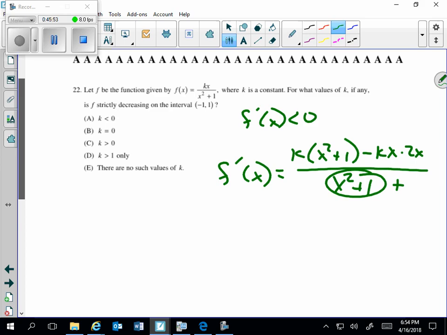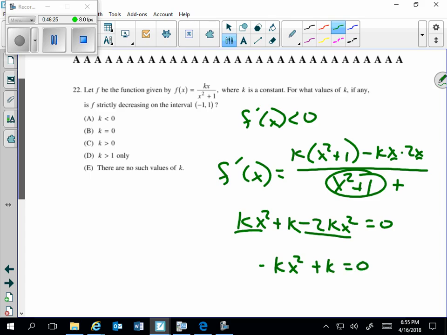So let's distribute that k. I get kx squared plus k. Let's multiply those together, and I get minus 2kx squared, right? Minus 2k, the x times the x is x squared. And I want to know where that's equal to 0, so then I know where it's less than 0. So I have minus kx squared, because I have a positive kx squared and a negative 2kx squared. So that gives me a negative kx squared plus k has to equal 0.